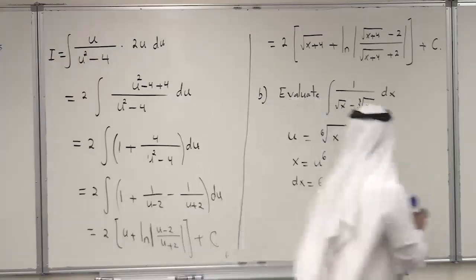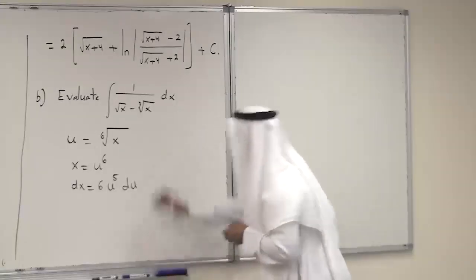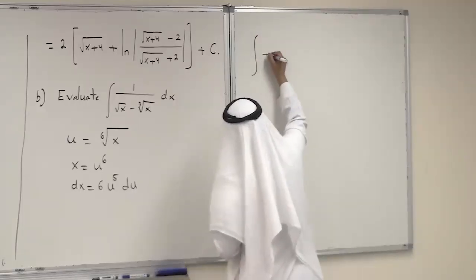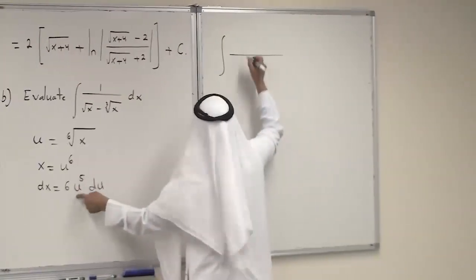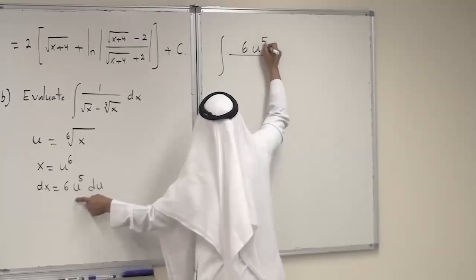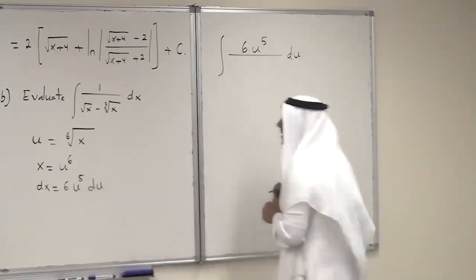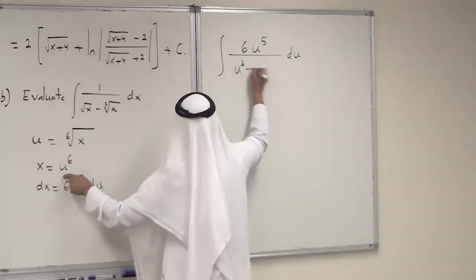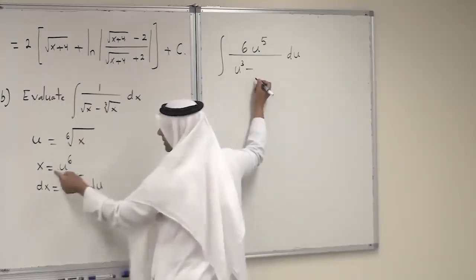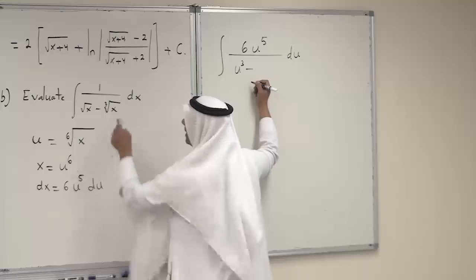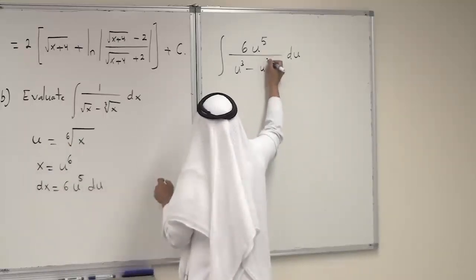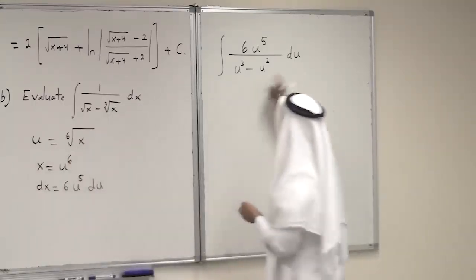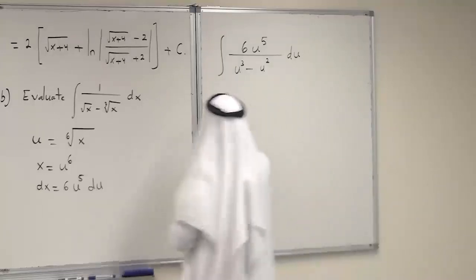Let us see what will happen now if we substitute for u by this quantity here. The integral will be the integral of, I come to dx. dx is 6u to the power 5 du. And then I have radical x. The square root of x is u cubed, and the cubic root of x is u squared. Okay, divide by u squared up and down.